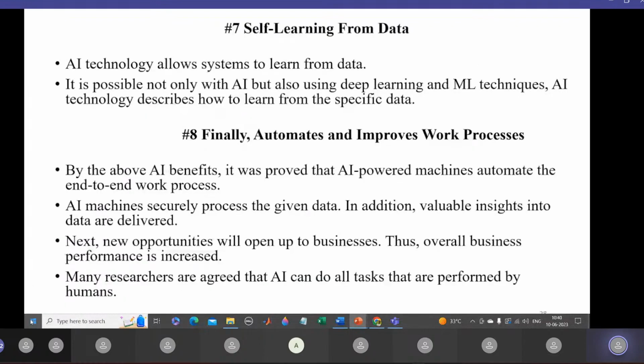Self-learning from the data. You can learn from the data that is given. And not only AI, but also deep learning and machine learning describe how to learn from specific data. Now people are working in data science, data analyst, data engineer, all those things. What is all behind that? People are saying they want to learn AI and data science.